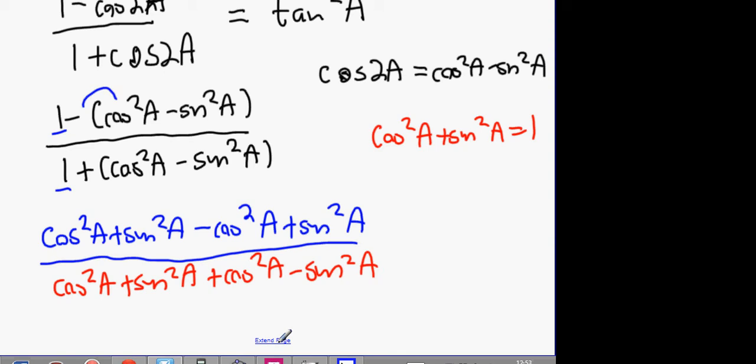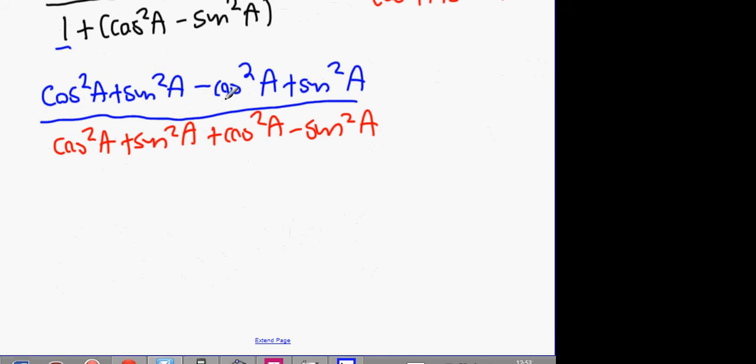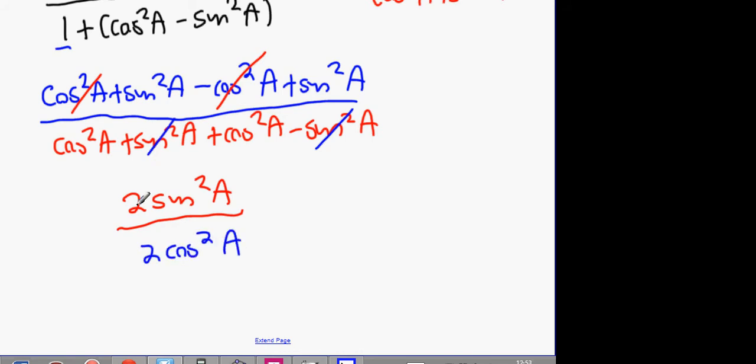Now look at this, guys. What happens on top? We end up with 2 sine squared a. What happens on the bottom? 2 cos squared a. Finally, the 2s cancel.